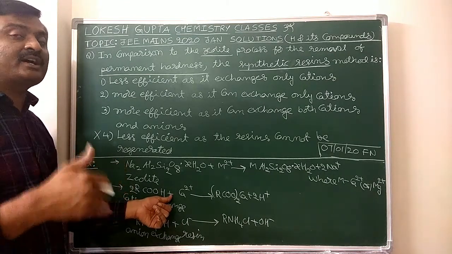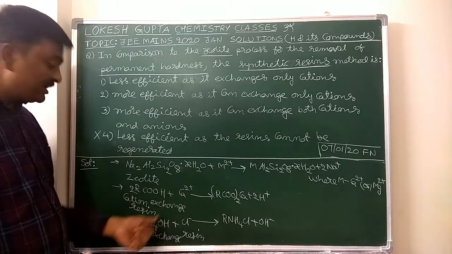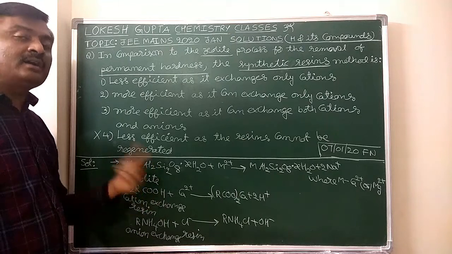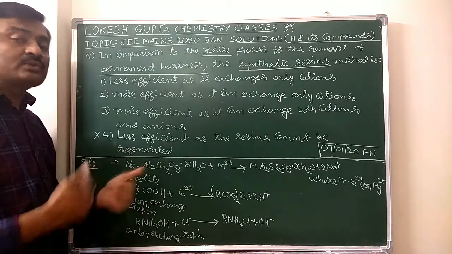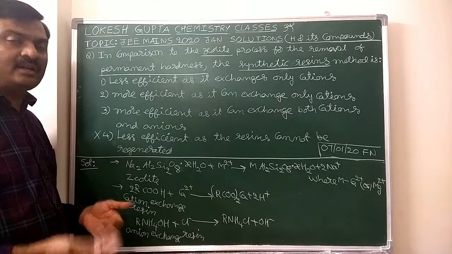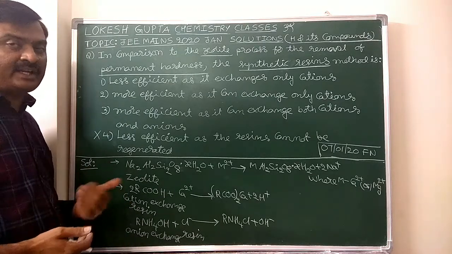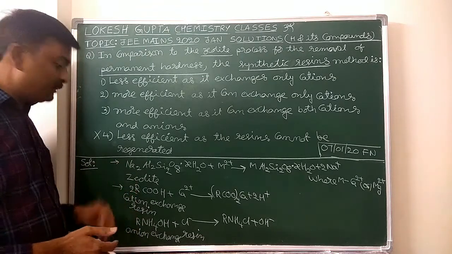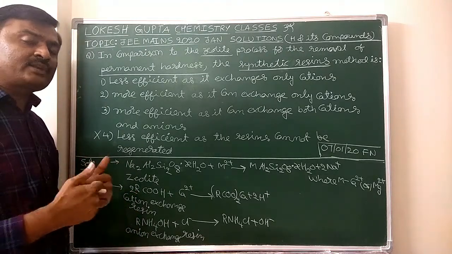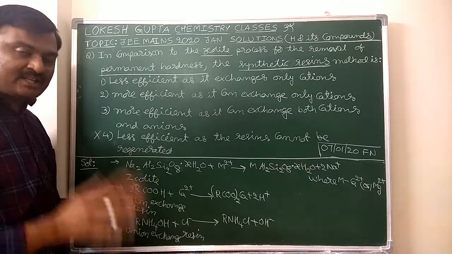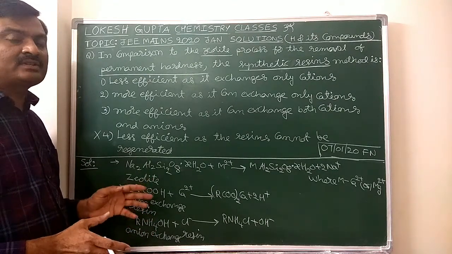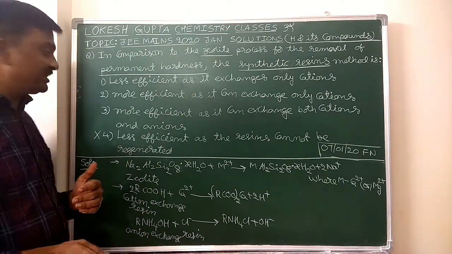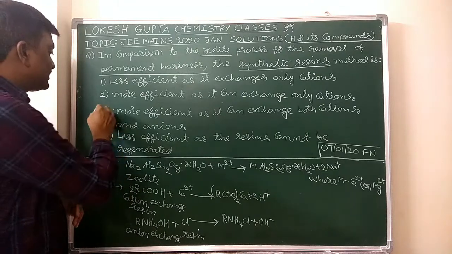Those cations may or may not cause the hardness. Next, by using the anion exchange resin, we can remove all the anions present in the water. Those may or may not cause the hardness. So with the help of cation exchange resin, we can remove all the cations. With the help of anion exchange resin, we can remove all the anions. Because of this reason, this synthetic resin method is more advantageous than the zeolite method. So now the answer is the third one.